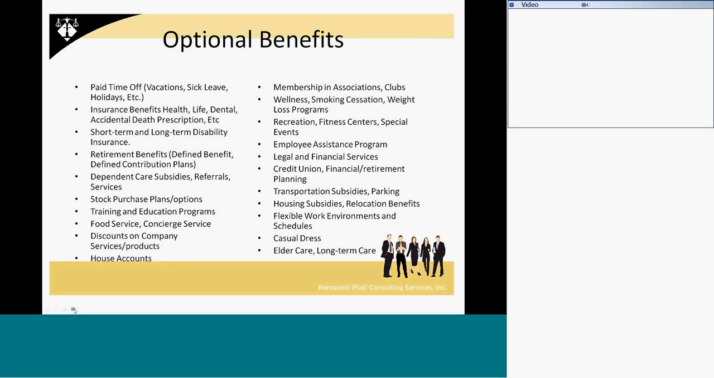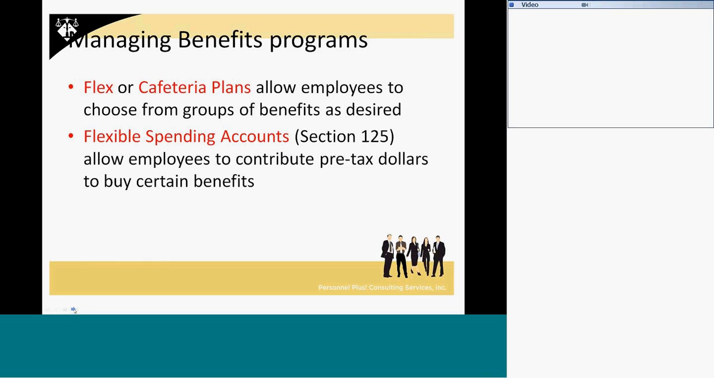Transportation subsidies, there can be carpools, all kinds of things depending on the nature of the business. You can have flex plans, cafeteria plans. I think we've talked about that. Flexible spending accounts allow employees to buy specific things that meet their personal needs.